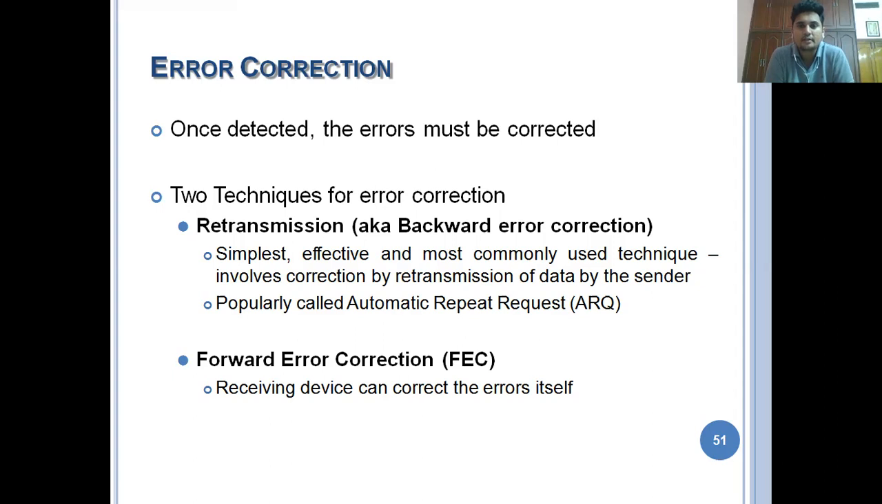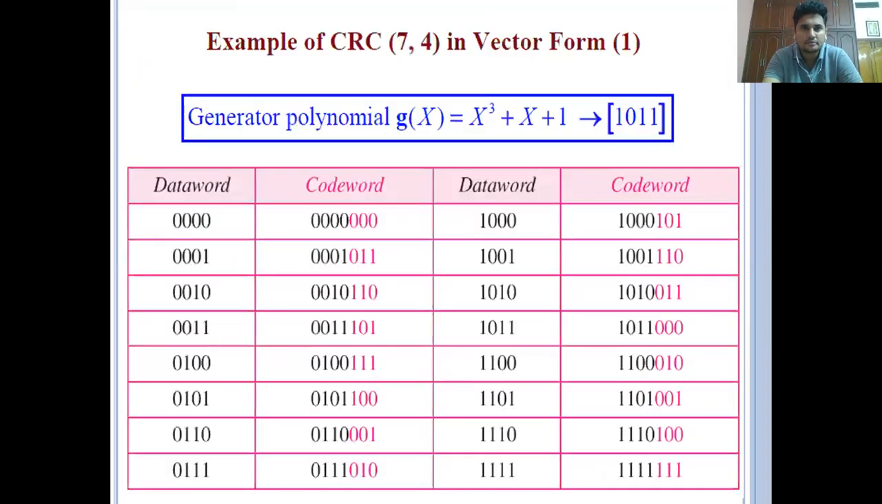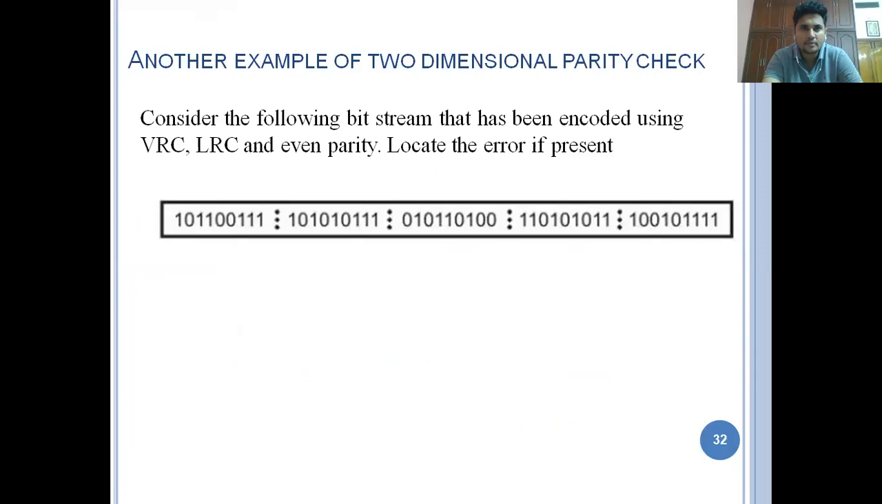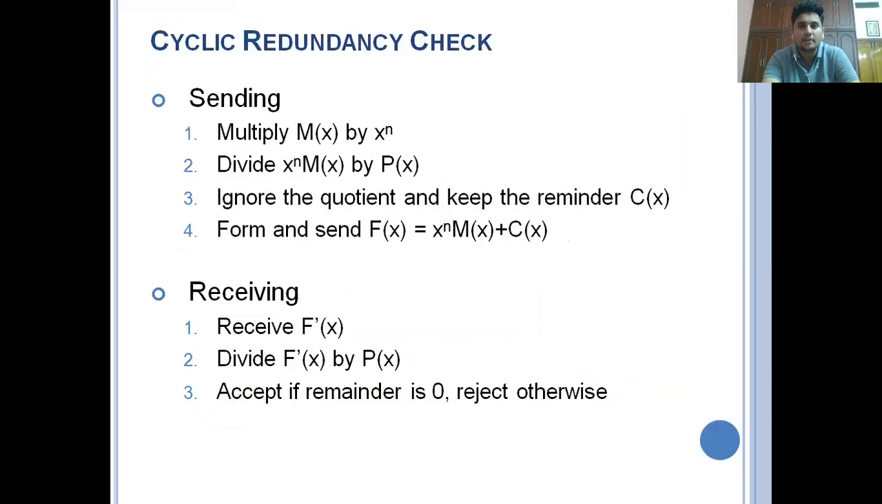So VRC, LRC, CRC (cyclic redundancy check), and checksum: these are the four major error detection methods. By using the redundancy concept, that is, by sending some duplicate data along with the original data, errors can be identified. After identifying the errors, how they are corrected is the topic we have to discuss here.